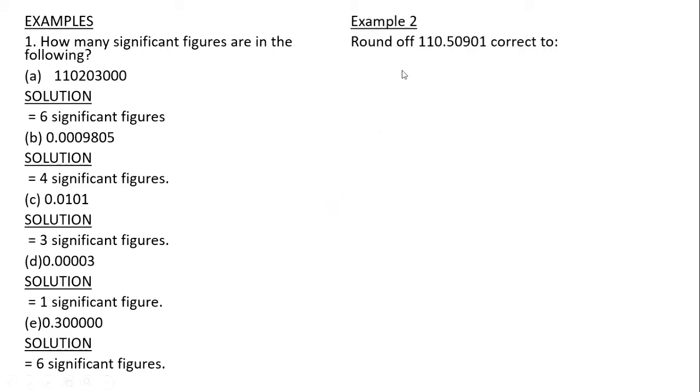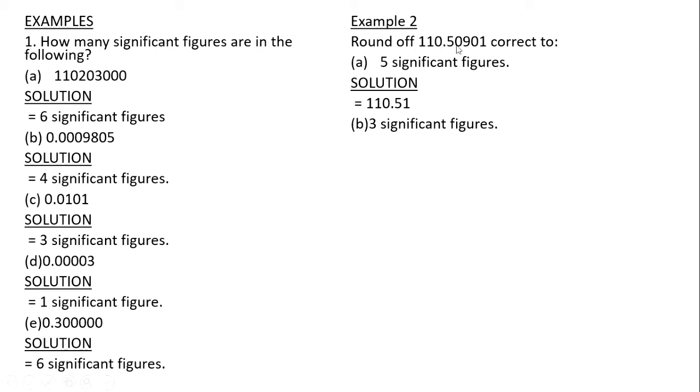Example 2. Round off 110.50901 correct to 5 significant figures. So what we are going to do is to add the 1 to that 0 before the 5 so that we get a 1. 9 is greater than 5. If you have a digit greater than 5, you add the 1 to the preceding number. If there was a number less than 5 here, we are going to add a 0. So to round off 110.50901 correct to 5 significant figures, it will be the same as 110.51.